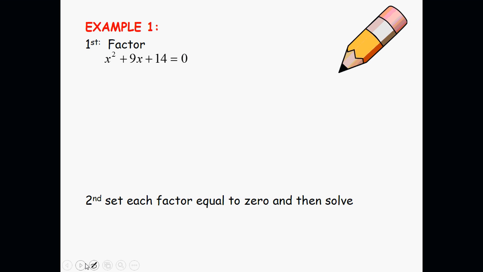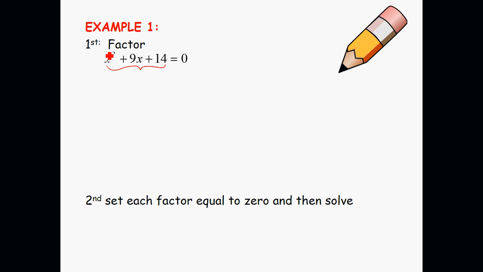So here's our first example. We first need to factor this and then use factoring to help us solve. So we have x squared plus 9x plus 14 equals 0. So we're going to focus on factoring this part right here. And to do so, we're going to use the AC method because this is in fact three terms.